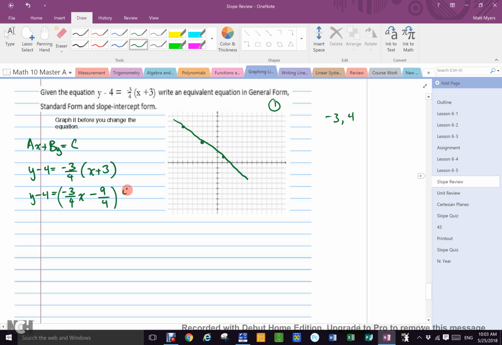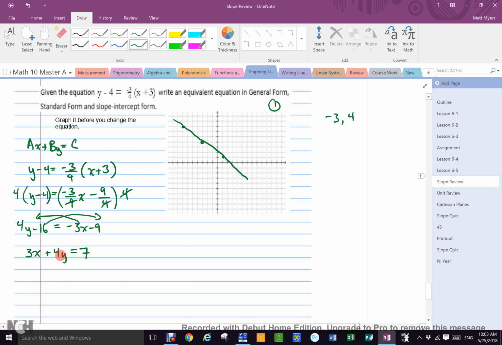If I multiply this side by 4, what happens to every single 4? Gone. And I have -3x minus 9. What do I have to do to this side? Multiply by 4. 4y minus 16. Now is this getting real close to this? Yes. Just put the x's and the y's together. -3x, if that comes over here, it becomes 3x. Plus 4y, bring the 16 over here, it becomes what? Positive. -9 plus 16 is 7.